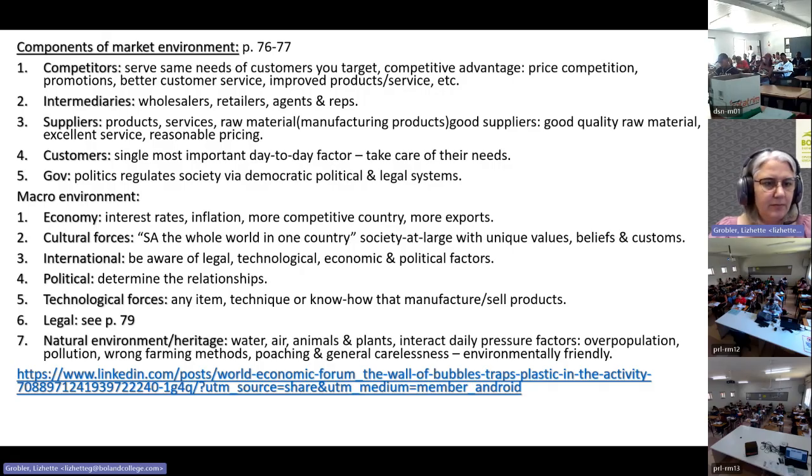Then the last factor here is then the natural environment. This is where we really have to look at our products to make them more environmentally friendly. We have to protect the water, the air, the animals, and the plants. We also have to interact daily, where we pressure factors like overpopulation, pollution, also wrong farming methods, poaching, and general carelessness, where we just don't look after the earth.